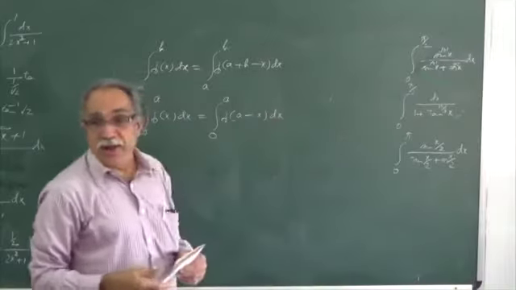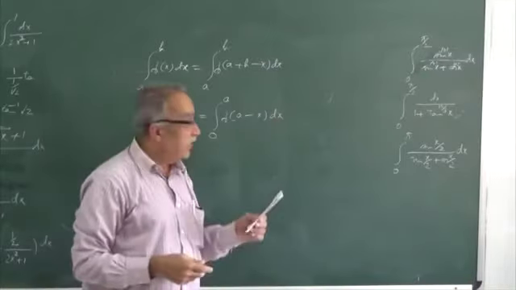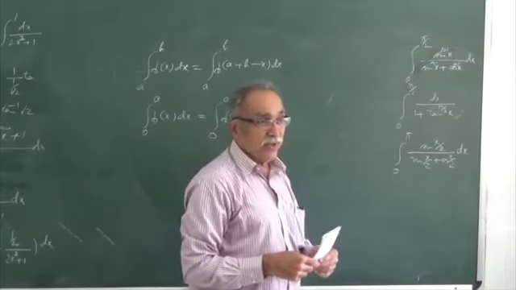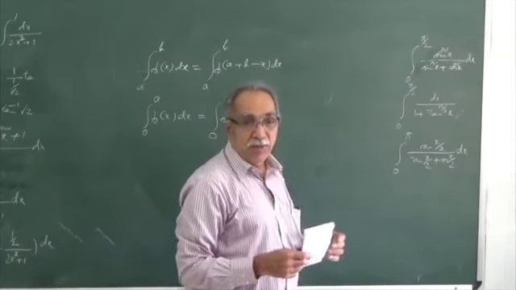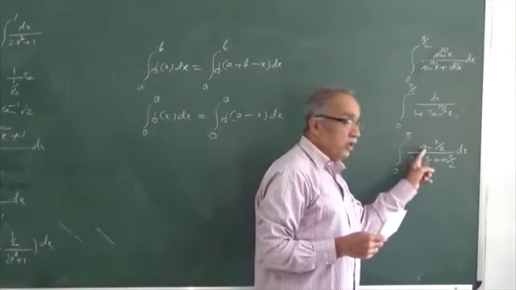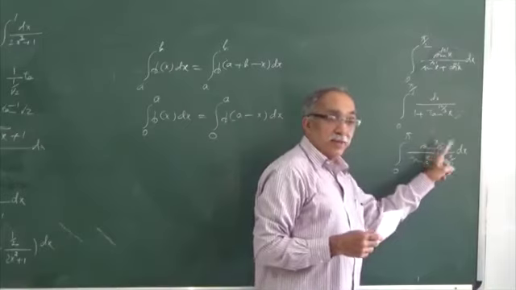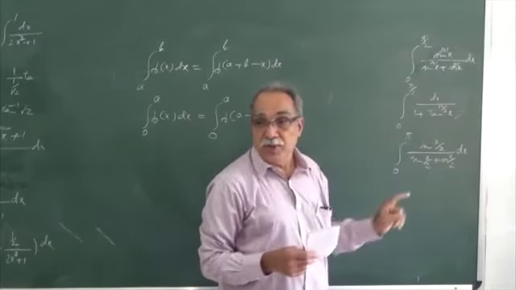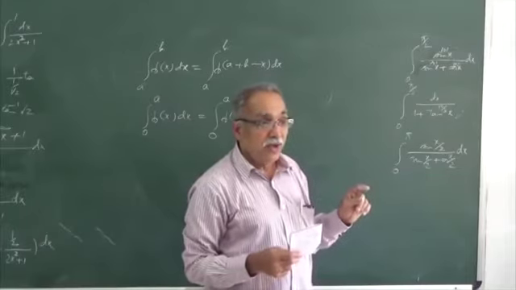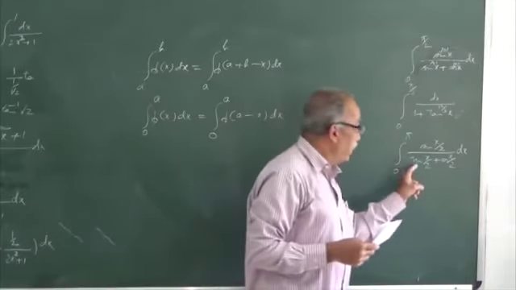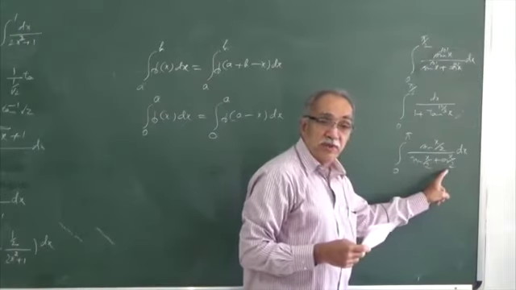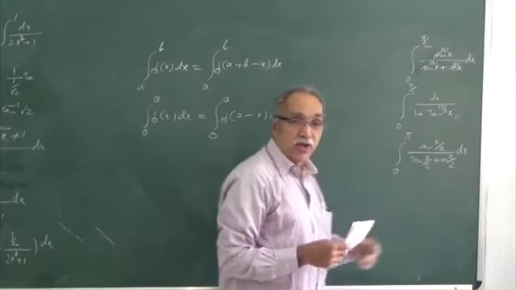Limits are 0 and pi, not pi by 2 now. And the function is sin x by 2 by sin x by 2 plus cos x by 2. Suppose you apply the property as before. Integral will be equal to 0 to pi sin of half of pi minus x, pi by 2 minus x by 2. What is sin of pi by 2 minus x by 2? Cos x by 2, by cos x by 2 plus cos of pi by 2 minus x by 2, sin x by 2.